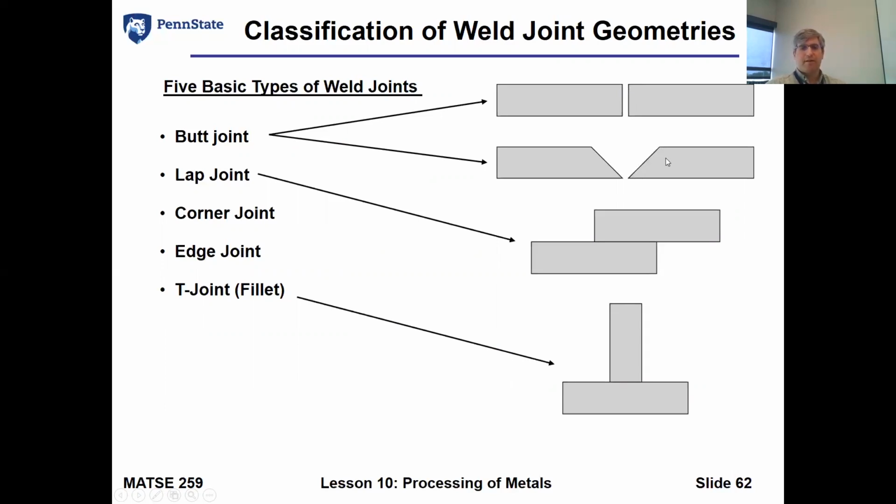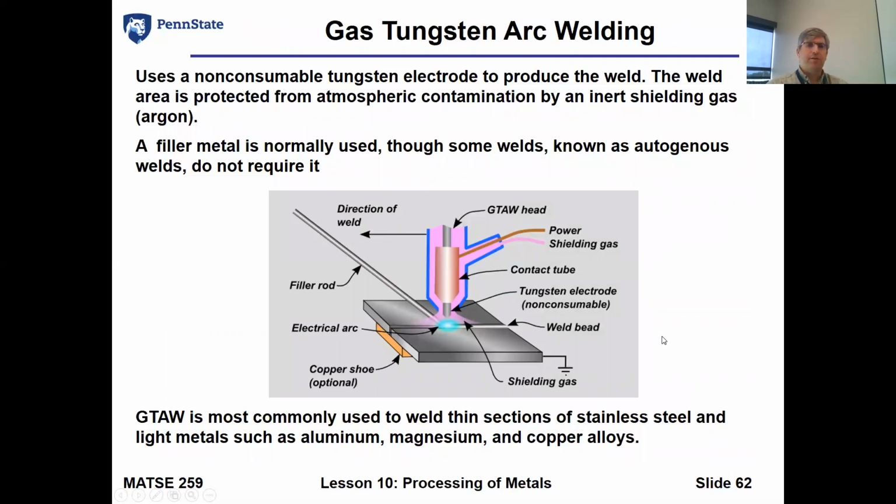A lap joint overlays one over the other. A T-joint is called a fillet. It basically forms a T-joint, and the welds are going to be made at the corner, so you're making a wall for the most part. And so you have different welding processes that use these different joint types. We're going to quickly go through these. It's just important that you know that they're there.